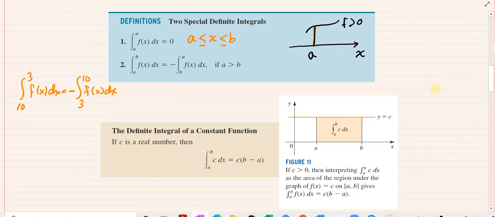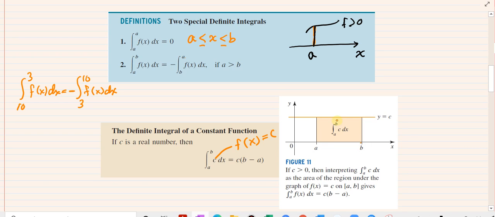Next, we're going to look at the definite integral of a constant function. So if c is a constant, we can bring c outside of the integral, but we can also keep it inside. And as far as the geometric interpretation of the integral from a to b of c dx, remember, the integrand here is a constant function, f of x equals c. So we have a constant function, and the interval we're looking at goes from a to b.